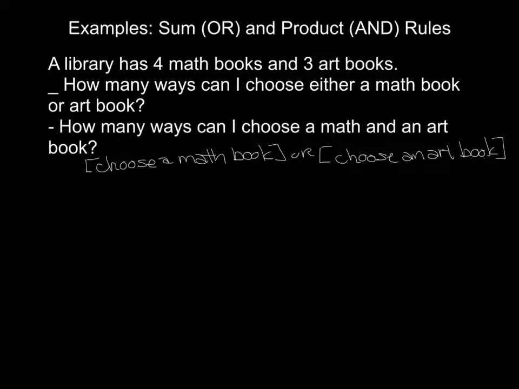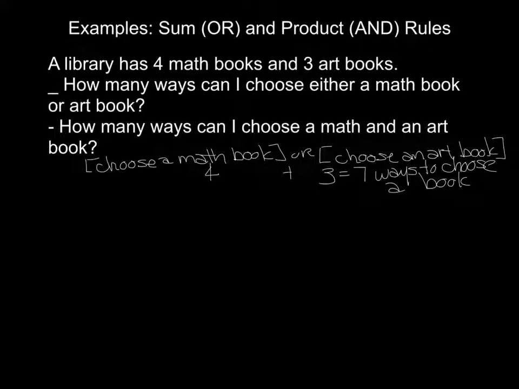I wrote this out. We're going to choose a math book or choose an art book. And because we have the or here, that's going to tell us we're going to use the sum rule. So there are 4 ways to choose a math book. And then we have the sum rule, the or, and choosing an art book can occur in 3 ways. So we have 7 ways.